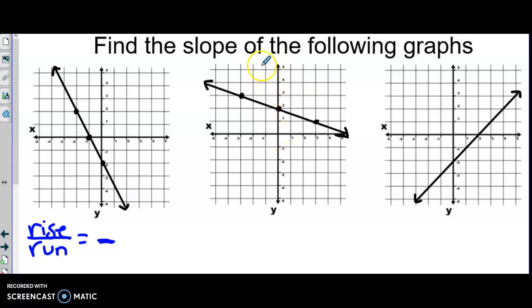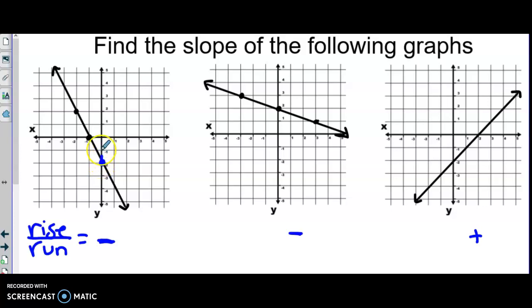And I'm going to go ahead and do that for each of these. This one's going downhill, so I know this one's going to be negative. And this one's going uphill, so I know it's going to be positive. All right, now I'm going to start at my bottom point. And it doesn't matter which point you go to. I usually just go to the closest one.